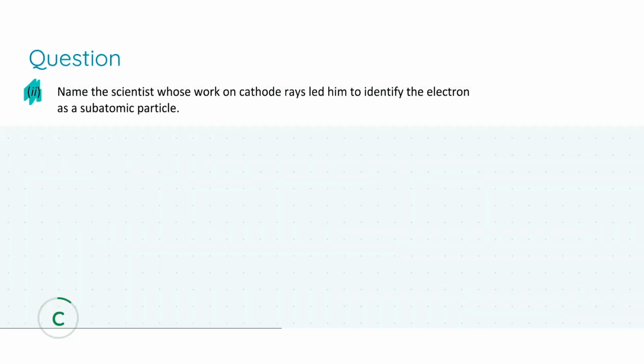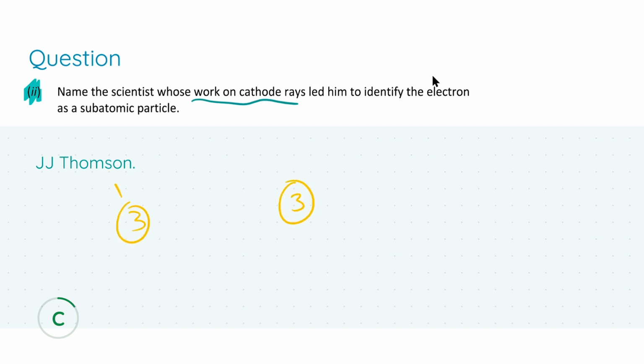In part 2, we are asked to name the scientist whose work on cathode rays led him to identify the electron as a subatomic particle. So the giveaway here is his work on cathode rays, and this is just a one word answer, and it's just someone's name. Important thing to know here is that you don't really get any marks for saying their first name. Their second name is the key thing to get right. The answer that we were looking for here is J.J. Thomson, and you either get it or you don't. There were 3 marks going for this, and you got the 3 marks if you got it right. The J.J. here wasn't necessary, but Thomson is the word that they're looking for.